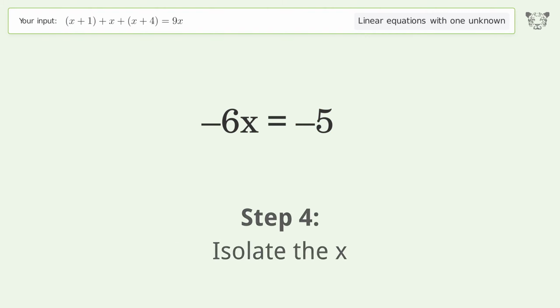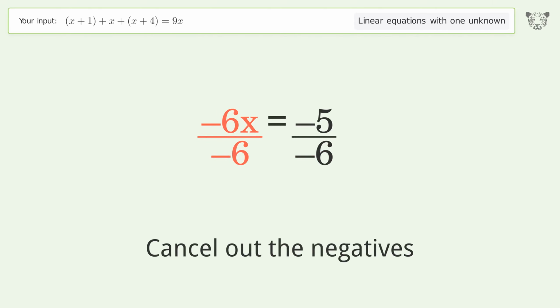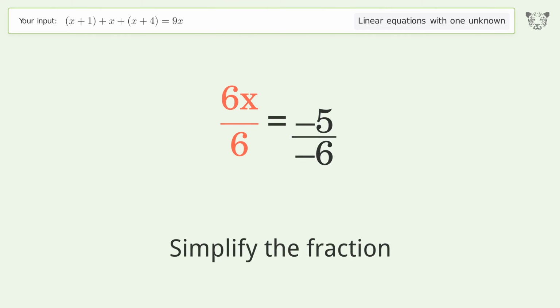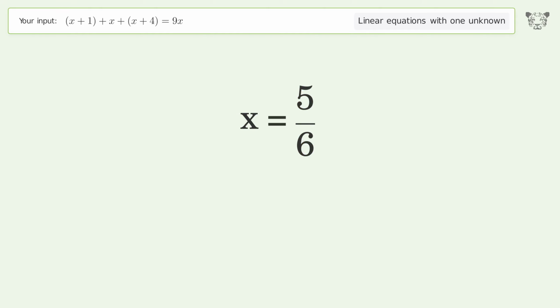Isolate the x. Divide both sides by negative 6. Cancel out the negatives. Simplify the fraction. Cancel out the negatives. And so the final result is x equals 5 over 6.